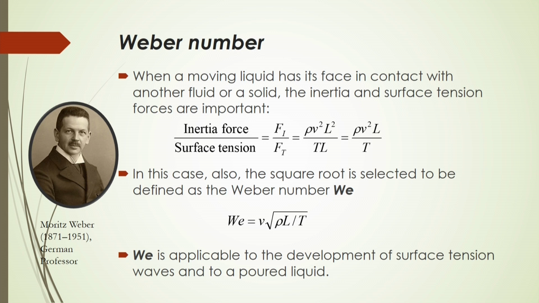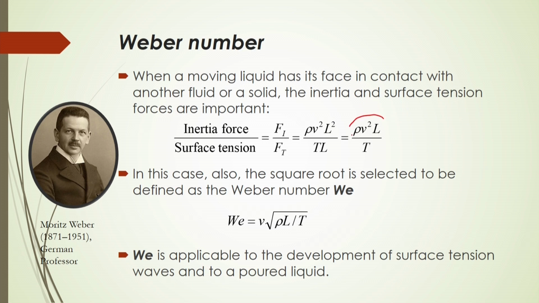When a moving liquid has its face in contact with another fluid or a solid, the Weber number is also important, because the surface tension effect comes in as well as the inertia force. Inertia force is defined as rho V square by L, and the surface tension force as sigma, or sometimes T is noted. If we consider the ratio of these two, we get V to root over rho L by T. In this case the square root is taken to define the Weber number.